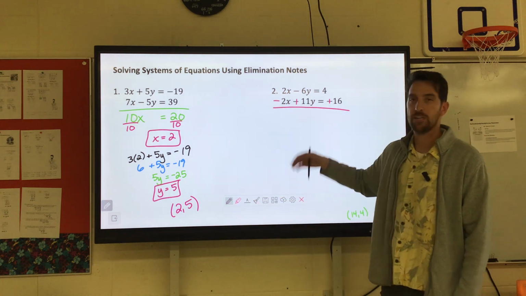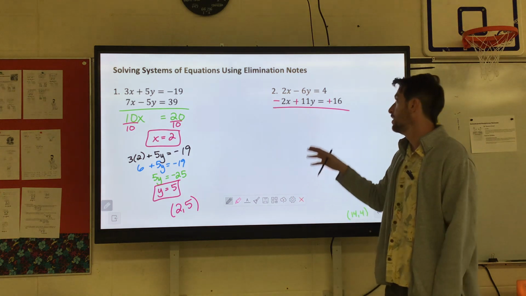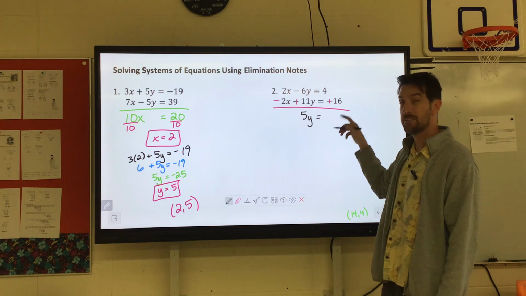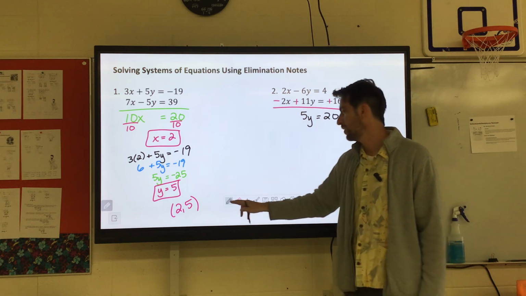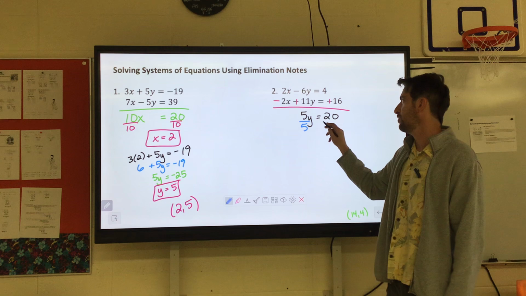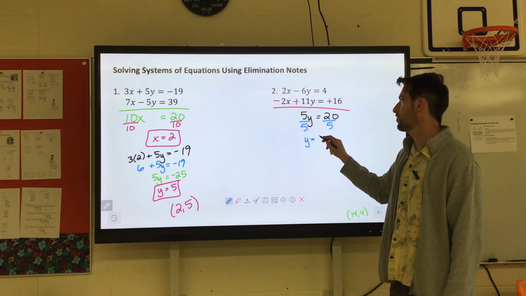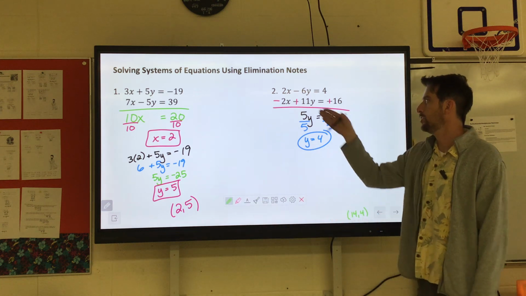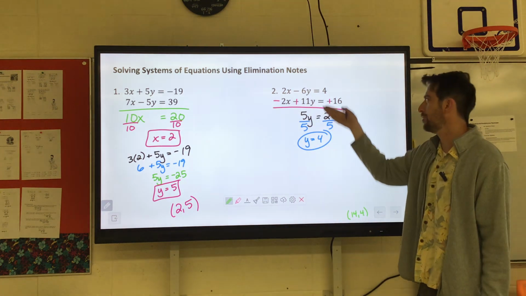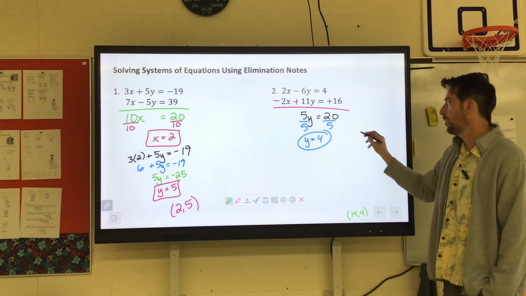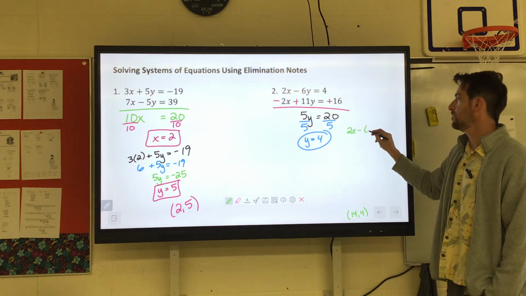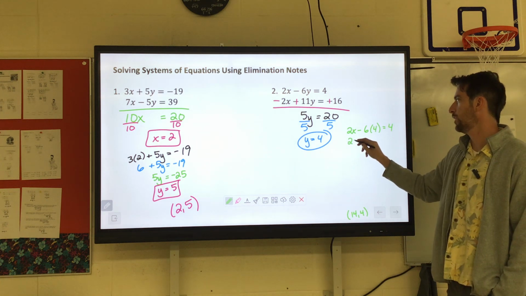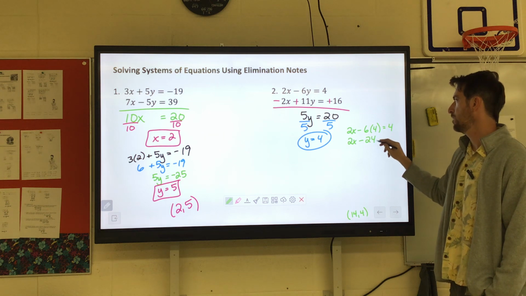Now, 2x minus 2x, nothing. Negative 6y plus 11y is 5y. 4 plus 16 is 20. We can divide both sides by 5. y equals 4. We still need to figure out x. You could use the original equations, or you can use the one that we changed. I'm going to go with the original number 1: 2x minus 6y equals 4. So this would be 2x minus 24 equals 4.